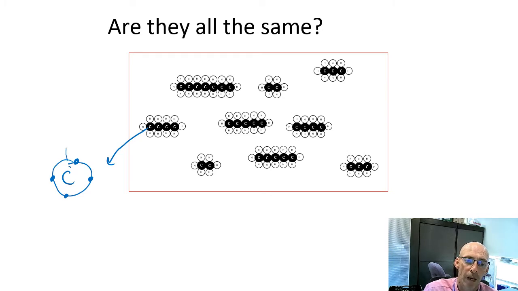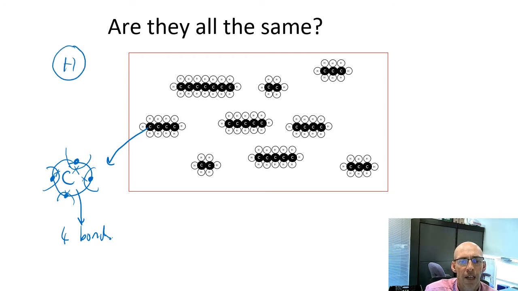That means it would love to make 4 bonds with other chemicals. 1, 2, 3, 4. So carbon itself wants 4 bonds. Hydrogen, on the other hand, only has 1 shell. It has 1 electron in it. What does it want to do in that first shell? It wants a maximum of 2, so it just wants to make 1 bond.